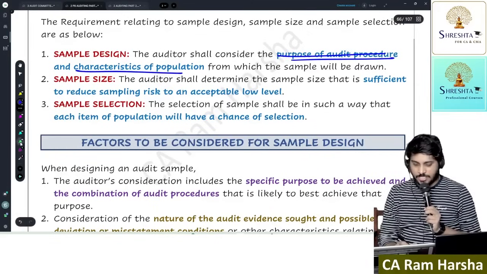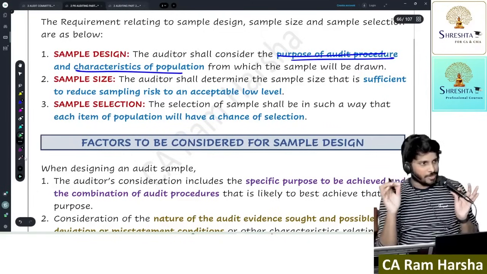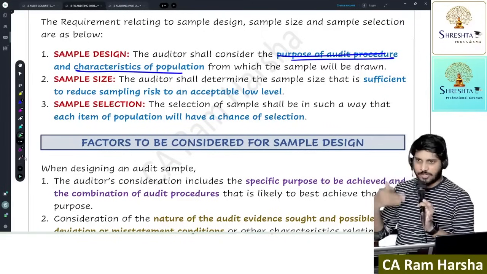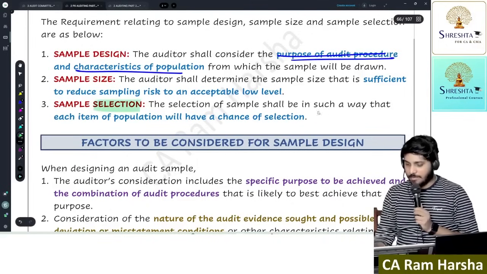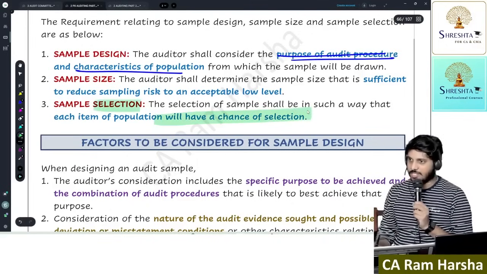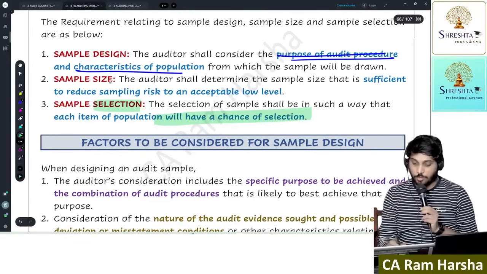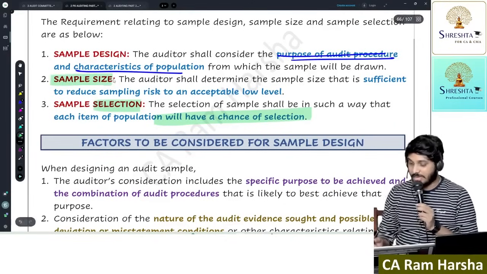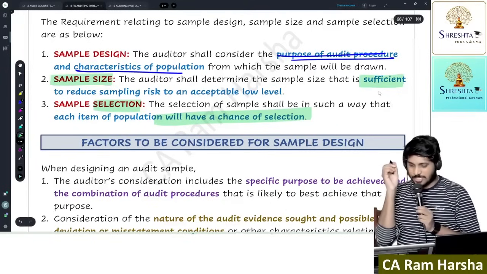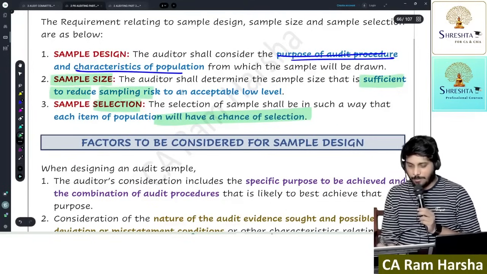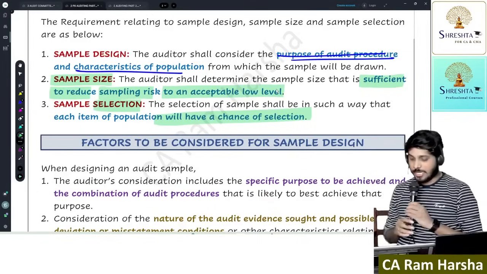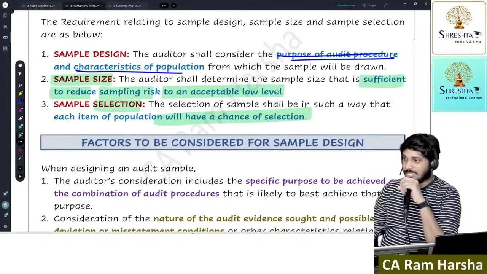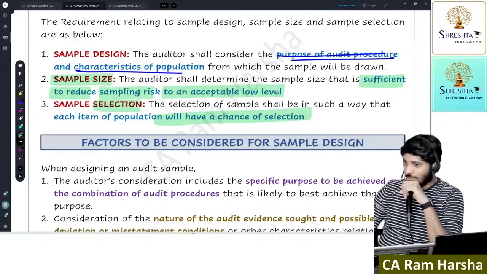If the characteristics of the population show wide variation, I'll go for stratified sampling. Otherwise, I'll go for simple random sampling. Sample selection should happen in an unbiased way. Every item will have a chance of selection. Now, how much sample size will you select? It should be sufficient to reduce sampling risk to an acceptably low level. The sample size must be such that the sampling risk is reduced to a low level.